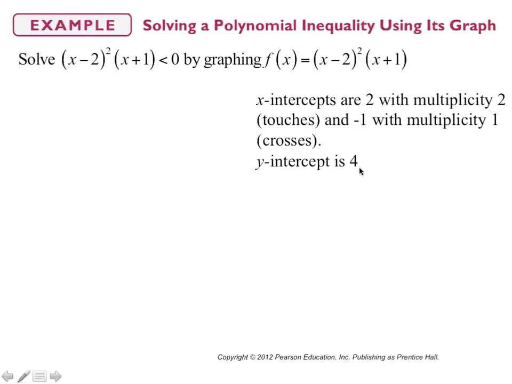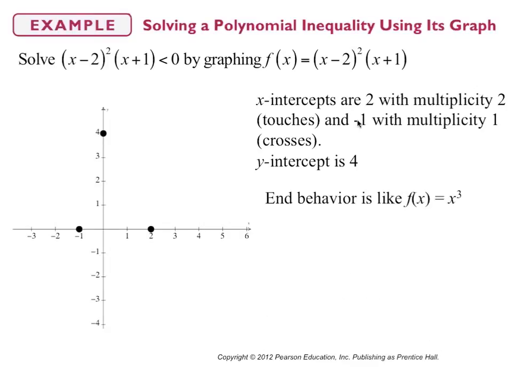The y-intercept is 4 because if we set x equal to 0, we have 0 minus 2 squared, which is going to give us 4, times 0 plus 1. So it's 4 times 1, which is just 4. So from there, we can sketch a little graph. The first thing that you always want to do is go ahead and plot any intercepts that you have. And then the next thing you want to think about is end behavior.